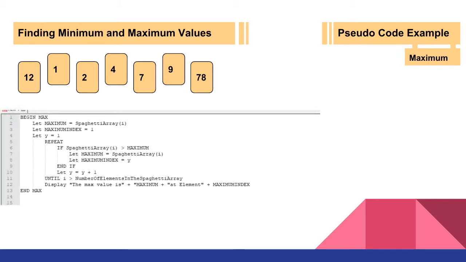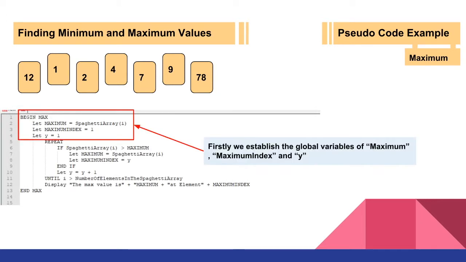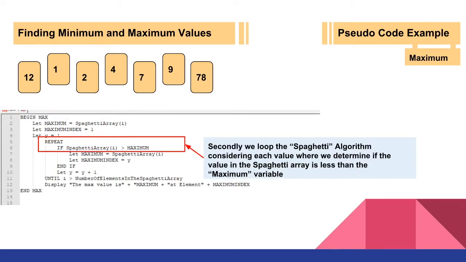This is the pseudocode for the maximum value, where firstly it begins by declaring the aforementioned variables, where maximum is equal to the first value in the spaghetti array. Maximum index is set to 1 and y is set to 1. Then it goes through a loop in which it considers all the values in the array with the use of an if statement, determining if the spaghetti array value is greater than the maximum value, and if it's true, the maximum variable is changed into the spaghetti array value, and maximum index becomes equal to the y variable. Then after, y is incremented by 1.